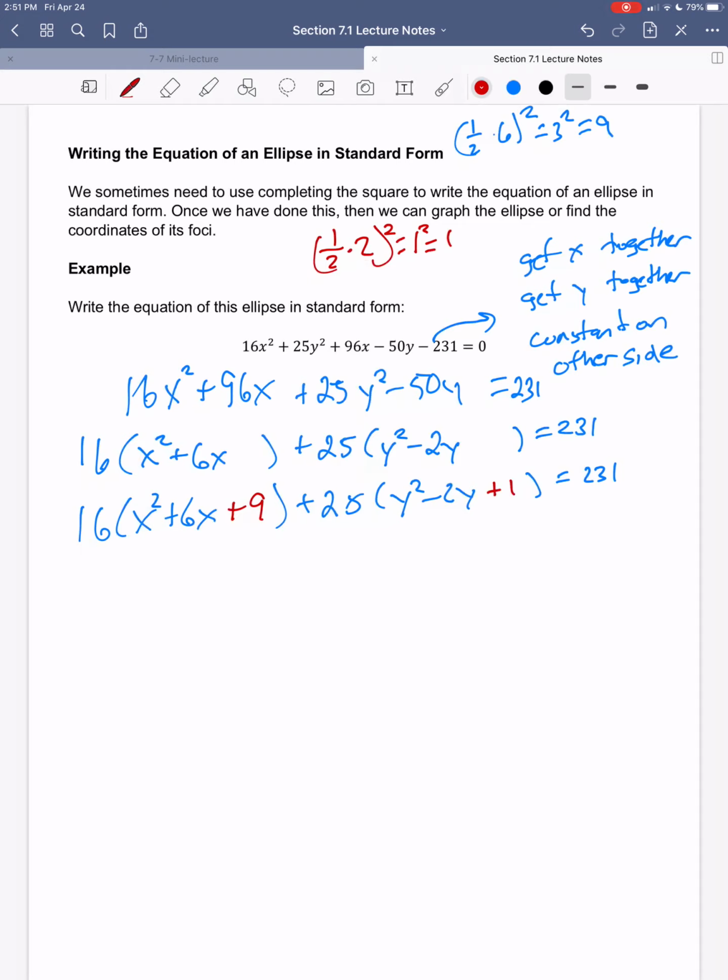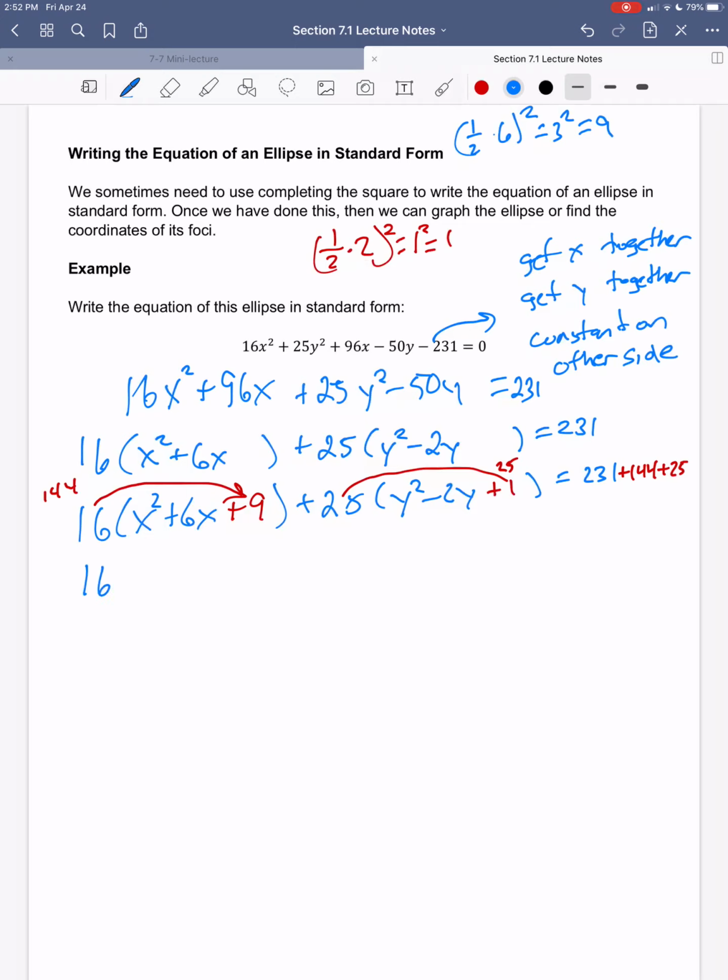All right, now what's a little bit tricky with this is you think you added 9 to the left, so you would think you'd add 9 to the right, but that's not exactly true. You really added 16 times 9 to the left. And 16 times 9 is 144. And here you thought you were adding 1, but that's actually 25 times 1, which is 25. So that's a little bit tricky.